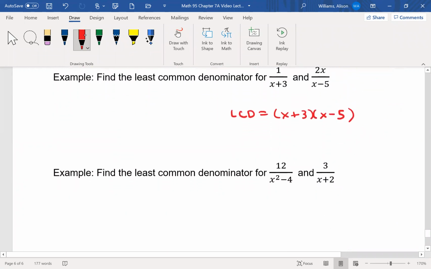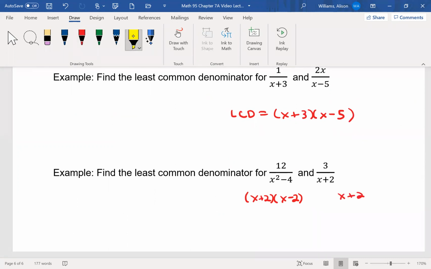Okay, here we go. This one's got a factoring. X squared minus 4. That's going to factor into x plus 2, x minus 2. But the second fraction, that's not going to factor. That's just an x plus 2. Okay, but what I notice is they have an x plus 2 in common.